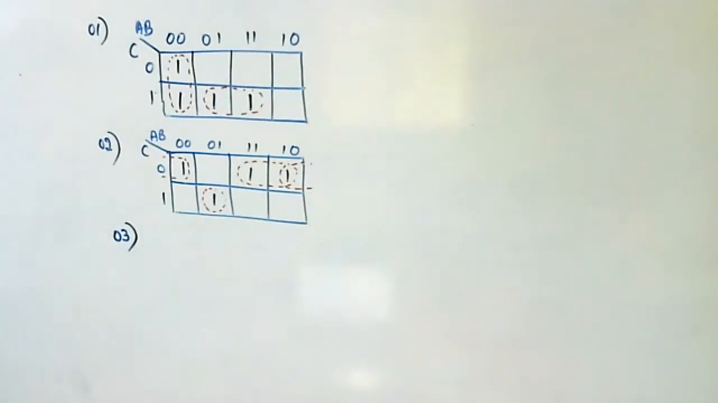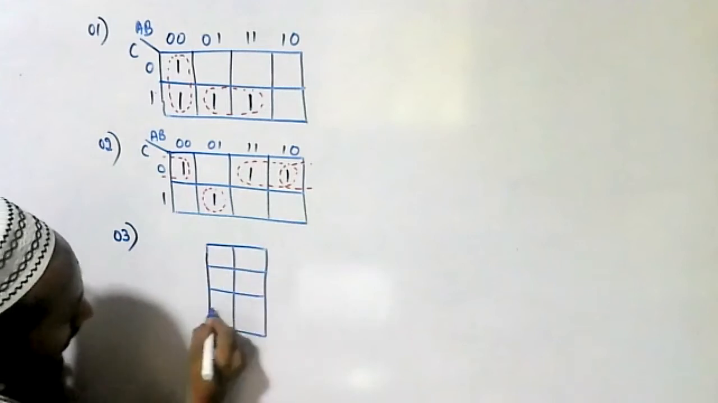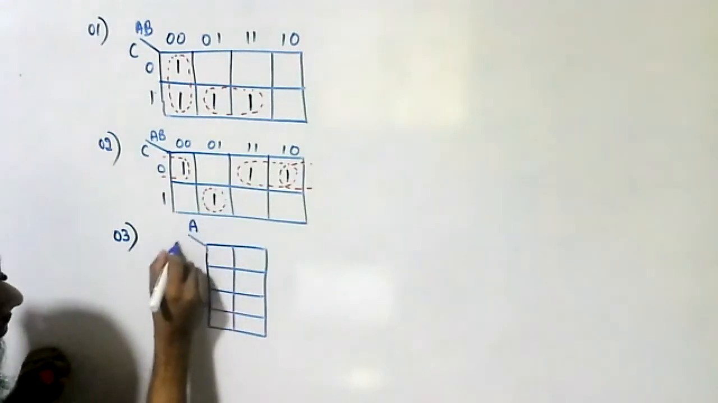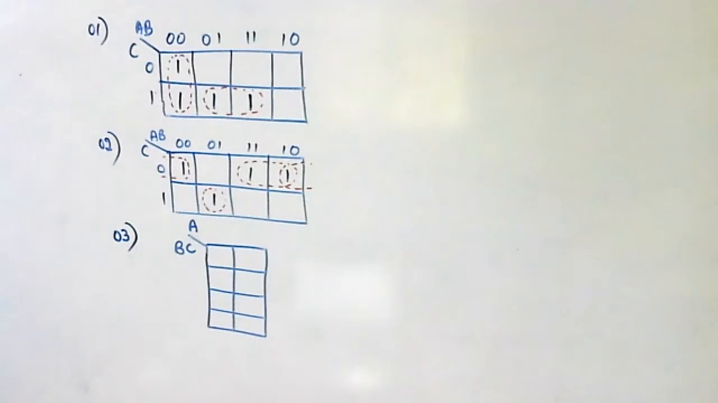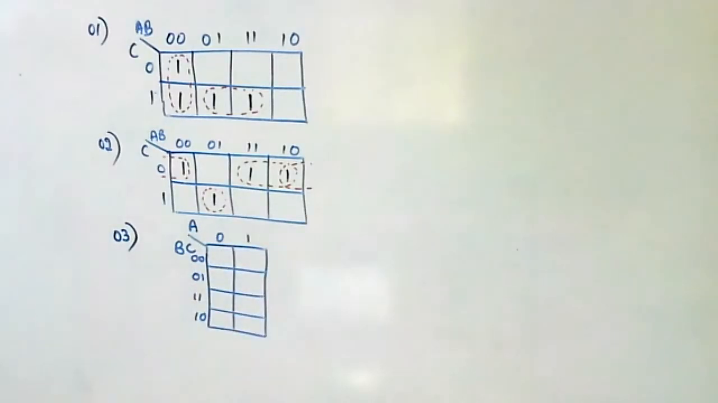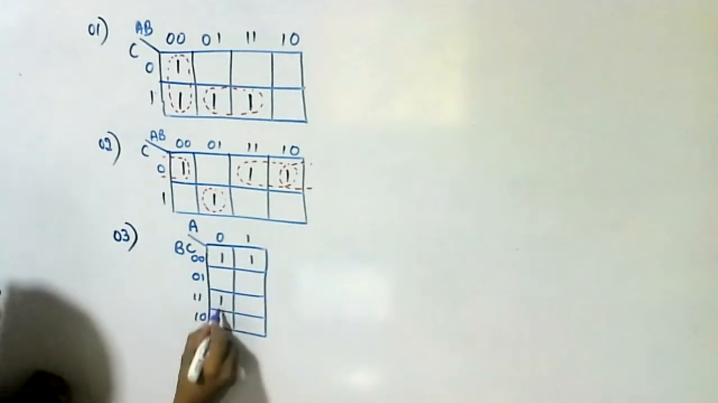Third one. There are also 3 inputs. That means 8 cells we need, and it is drawn like this. That means not landscape, portrait method. So A, B, C. Yeah, it's given like this. So here 0, 0, 0, 1, 1, 1, 1, 0, here 0, 1. Those are the headings. I have given ones like this: 1, 1, and 1, 1, 1.